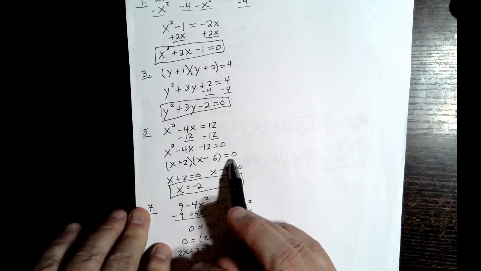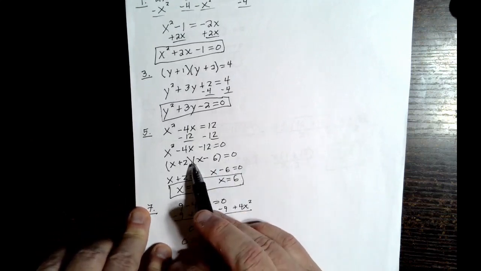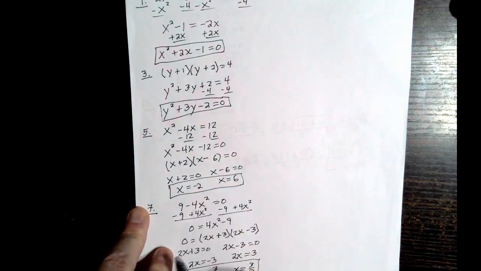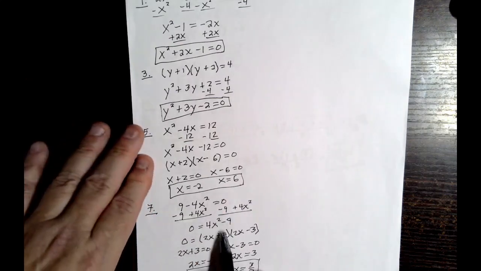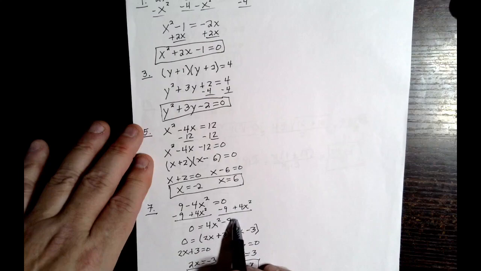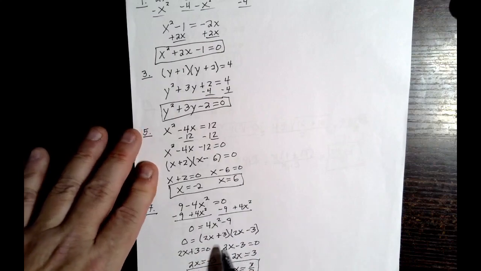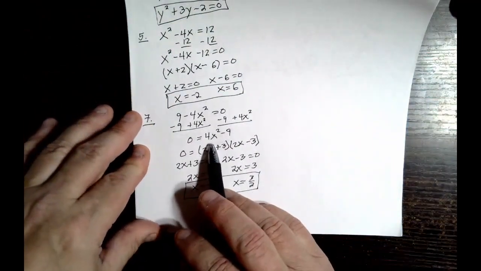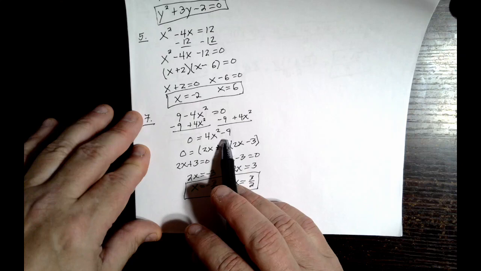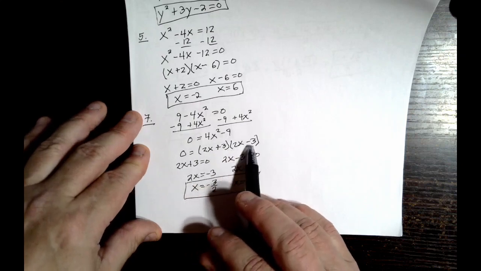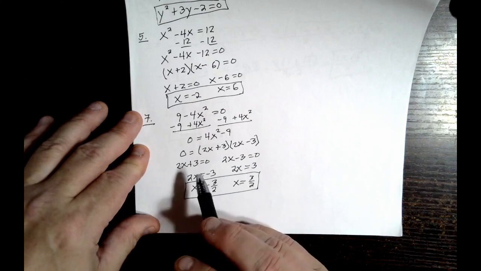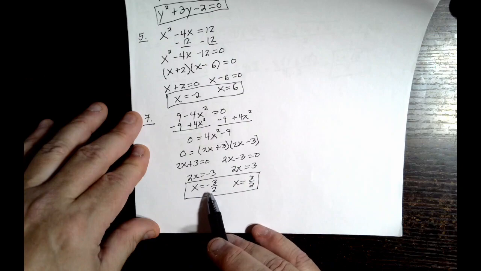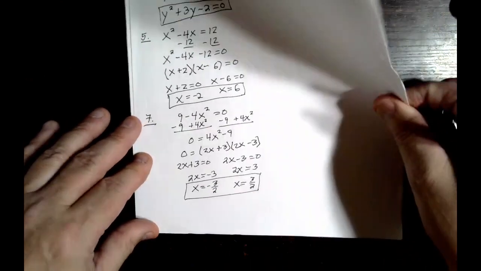Now each one equaling 0 means each one multiplied times the other equaling 0 means each one is equal to 0. And that gives you minus 2 and positive 6. Same thing here. This one you throw everything to one side and factor. This is the difference of squares. It's 2x quantity squared minus 3 squared. So 2x, 3, plus and minus. So 2x plus 3 equals 0, 2x minus 3 equals 0. Solve each one, and you get minus 3 halves and positive 3 halves.